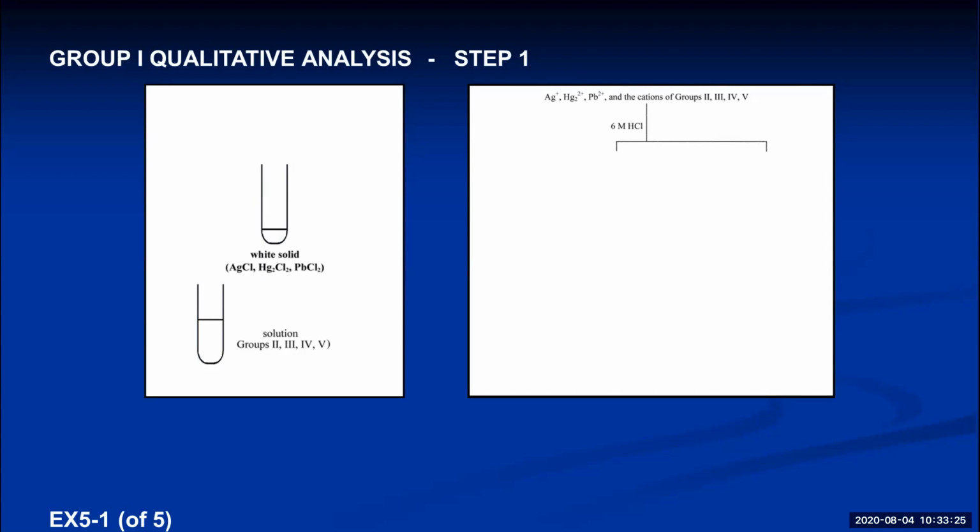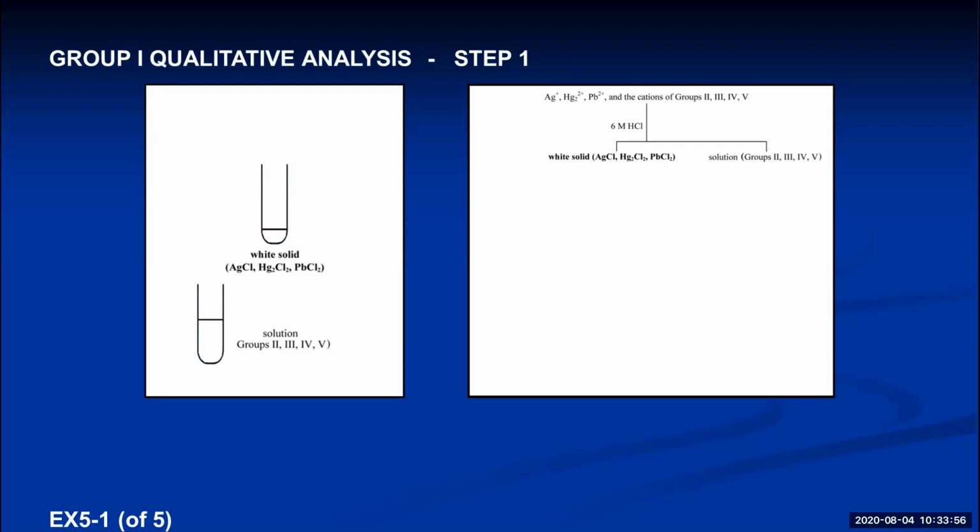So on my flow chart, the way I would represent this is I would take the original solution, which is written at the top. It has silver, mercury 1, lead 2 ions, and all the other cations from groups 2 to 5. I add hydrochloric acid, and because it splits into a solid and liquid phase, I bracket it. On the left side, I write the solid phase. In this case, that's going to be the silver chloride, mercury 1 chloride, lead 2 chloride. And on the right side is the liquid phase. That's going to be the solution of all the cations that did not precipitate.